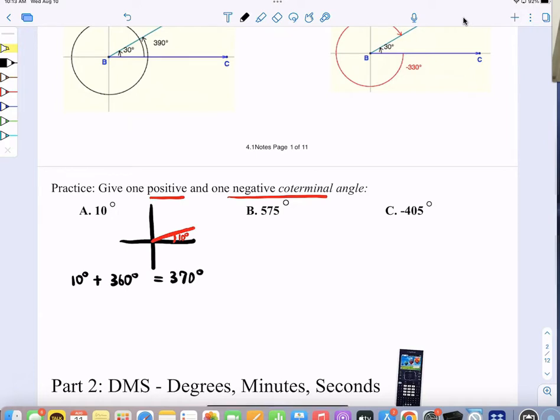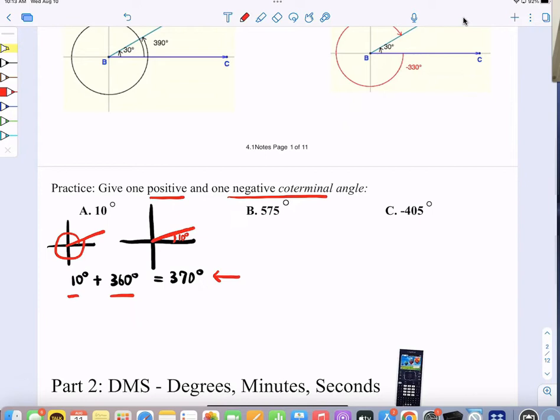So you'll notice that if I actually draw 370 degrees, and I go a little 10 more, I end up at 10 degrees too. So these guys are coterminal. So to get my positive, I added 360.